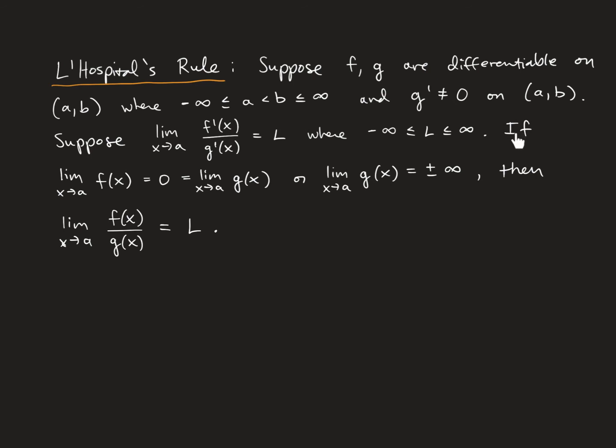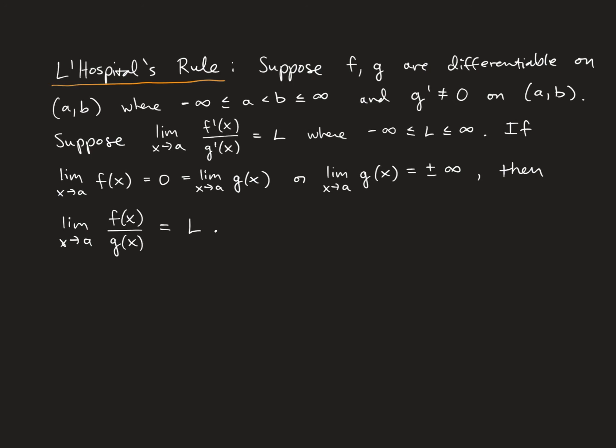Then we have 2 possible scenarios. So if the limit of the f and the g are both going to 0, so we have a 0 over 0 indeterminate form, then it is the case that the limit of the quotient is going to L, right? So our limit of the quotient of derivatives is going to L. If we have a 0 over 0 indeterminate form, then the quotient of the original functions is also approaching L.